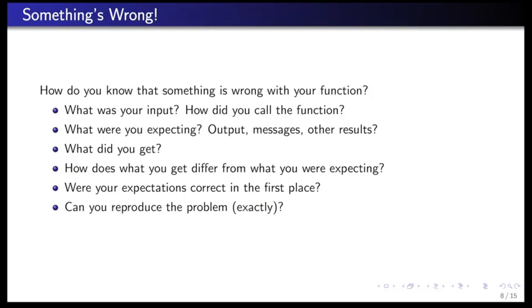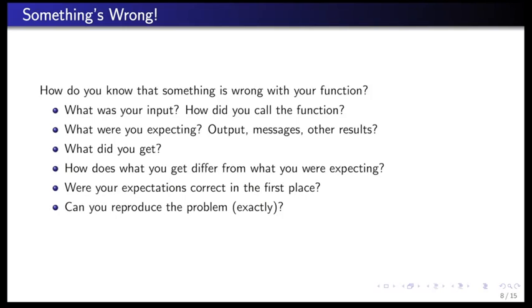So what were you expecting is very important to be able to articulate, at least to yourself and maybe to other people. What was the output that you were expecting? Were you expecting some message that you didn't get, or other numerical results, things like that? And then, of course, what did you actually get? How did what you actually got differ from what you were expecting? And then, of course, were your expectations correct in the first place? If you were expecting something that was in fact incorrect, then your notion of what is correct and incorrect is now being challenged, right?